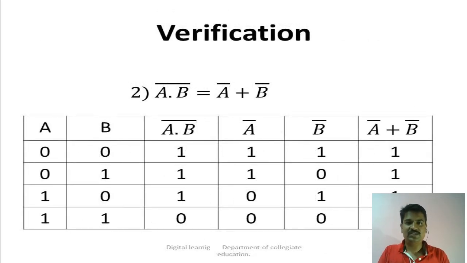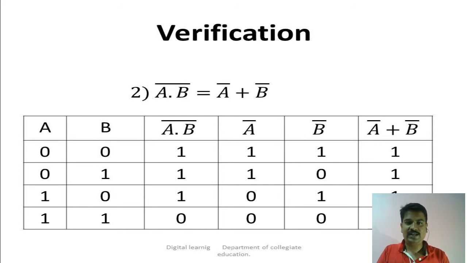We'll move on to De Morgan's second theorem. In exactly similar way, we verify De Morgan's second theorem. So the first combination is 0, 0. If you do a dot b, it will be 0. If you do the whole bar, it will be 1. So individually, if you do the inversion of a and the inversion of b, a bar plus b bar will be 1. So (a dot b) whole bar is 1 and a bar plus b bar is also 1. So they are exactly matching. That's the first combination that verifies De Morgan's second law.